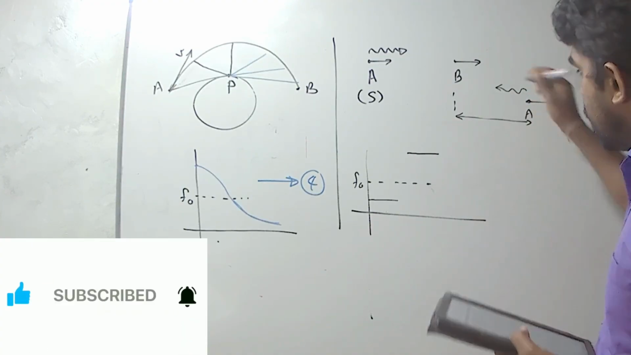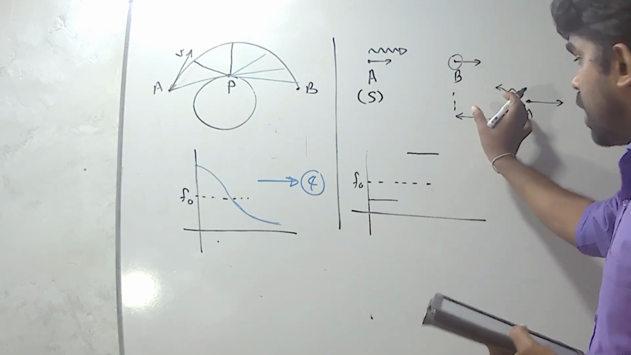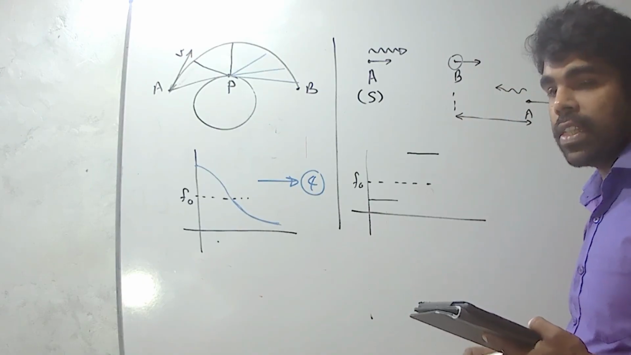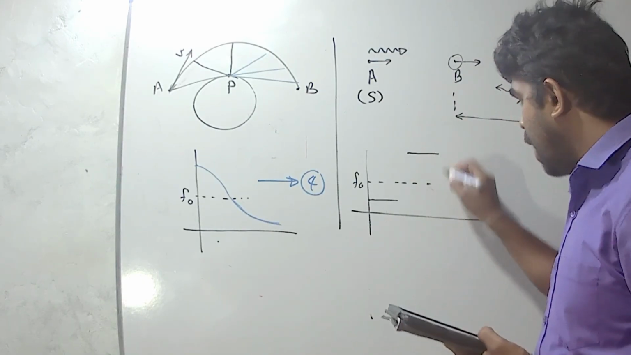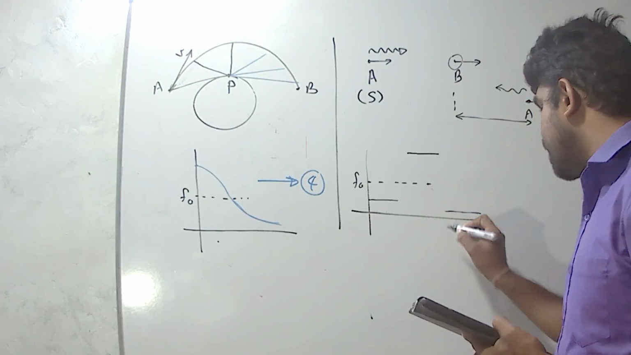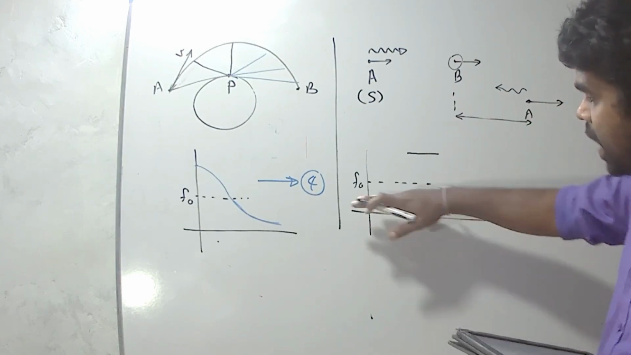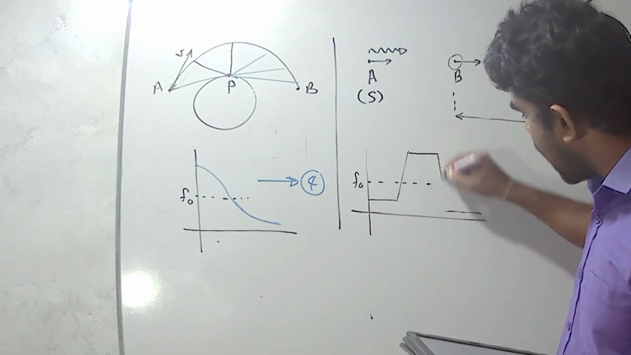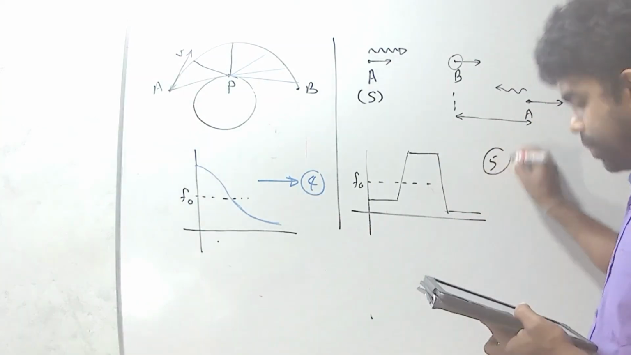But for this situation, B is at rest. The increase of gap per second is a greater value than initial situation. Therefore, final apparent frequency should be less than this initial value. Therefore, graph should be like this. Then we can get answer is 5.